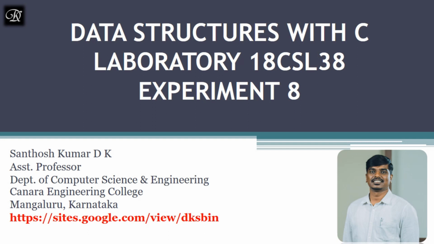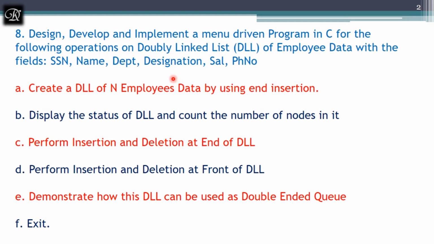Hi everyone. In this video, we are going to discuss experiment number 8. The experiment number 8 is about doubly linked list operations, where we are going to store the employee data, which consists of SSN, name, department, designation, salary, and phone number.